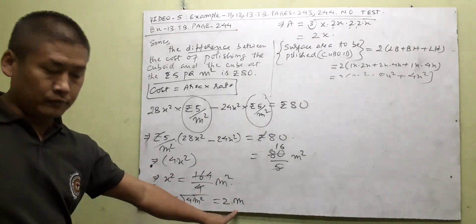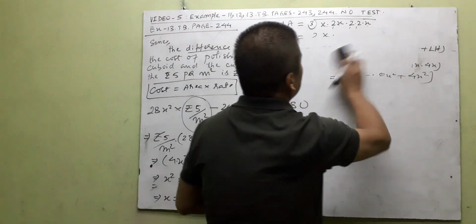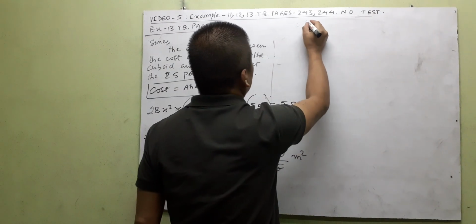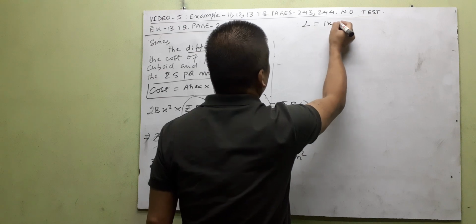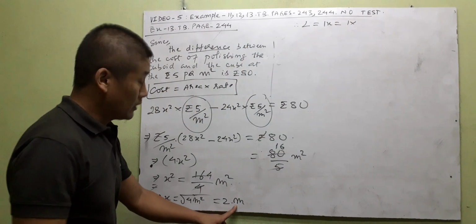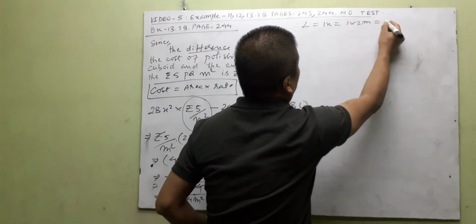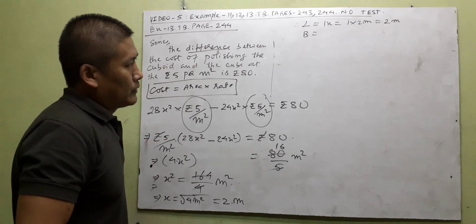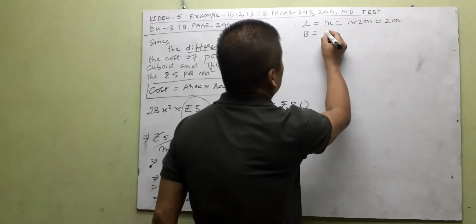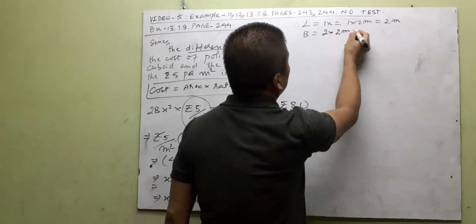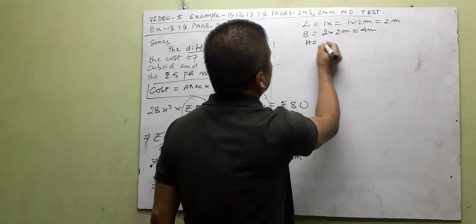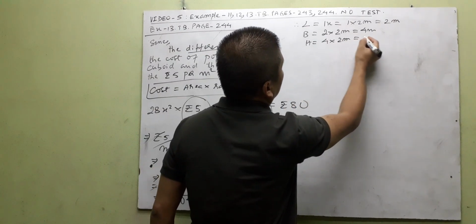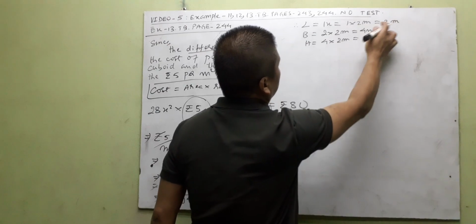So x we have found out, the main thing. So we'll now get all the dimensions of the cube and the cuboid. So let us find out here. Therefore, capital L, which is equal to 1x, will be 1 into this x, which we got, 2 meter. L is therefore 2 meter. Breadth will be, in the beginning the ratio was 1 is to 2 is to 4, so breadth was 2 into x, so 2 into 2 meter, which is now 4 meter. And height is 4 into x, so x just now we got, 2, so 8 meter. So we got all the dimensions: length, breadth and height.